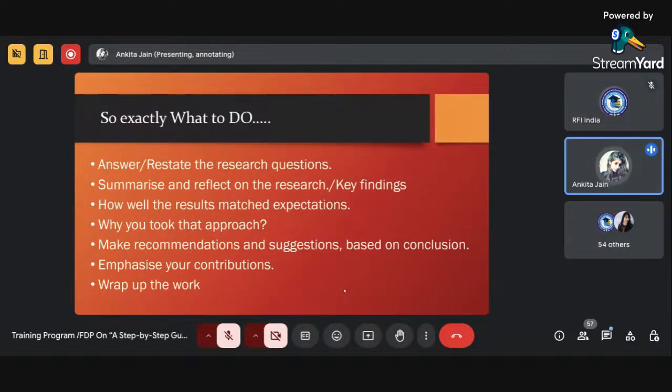Whatever your expectation was, did it match or not? What were your expectations? What have you got? That is how you can find the gap. Then why did you take that approach, whatever methods and things you finalized for the study? Why was that? Make recommendations and suggestions, but they should be based on the conclusion. Then emphasize your contribution or implications, contribution to society, to researchers, or the research world. And finally, you have to wrap up the work.